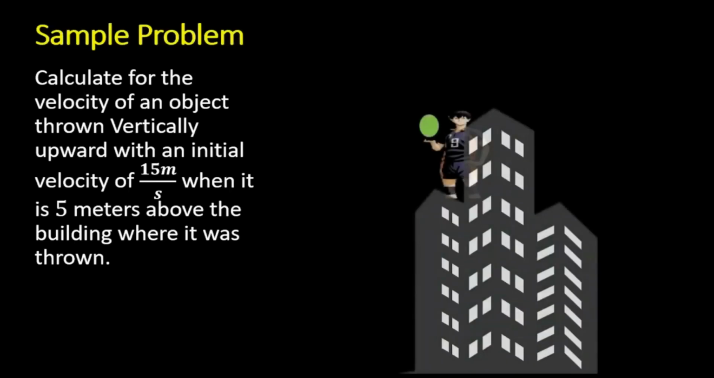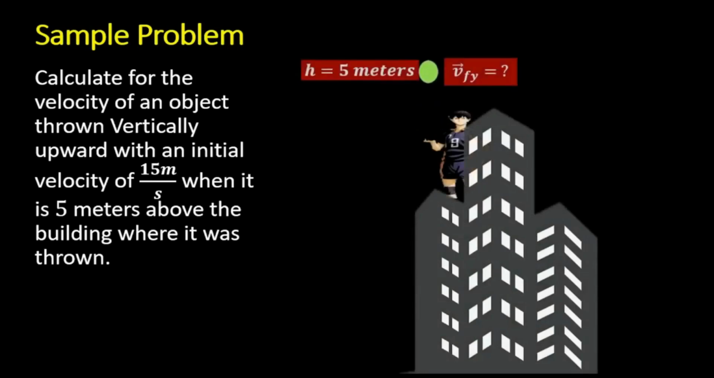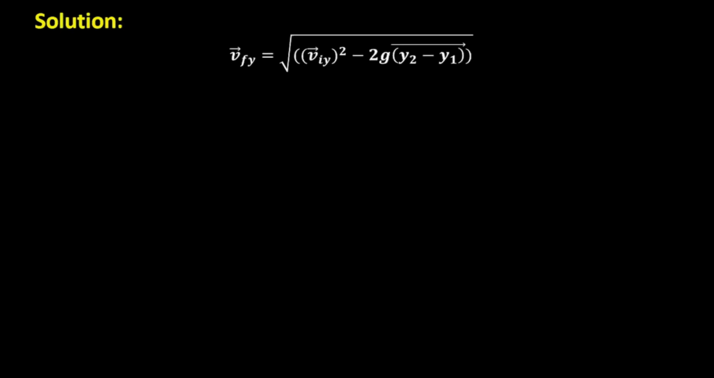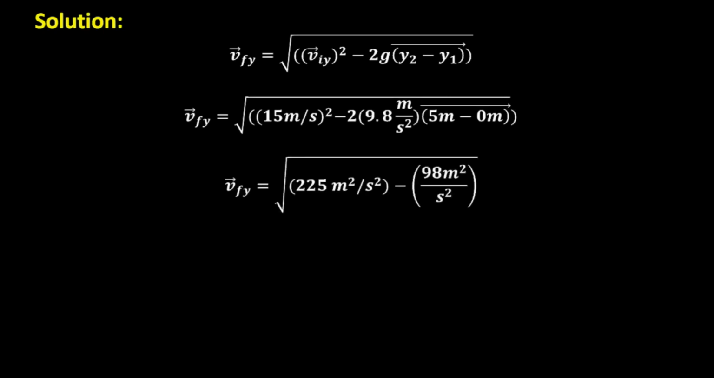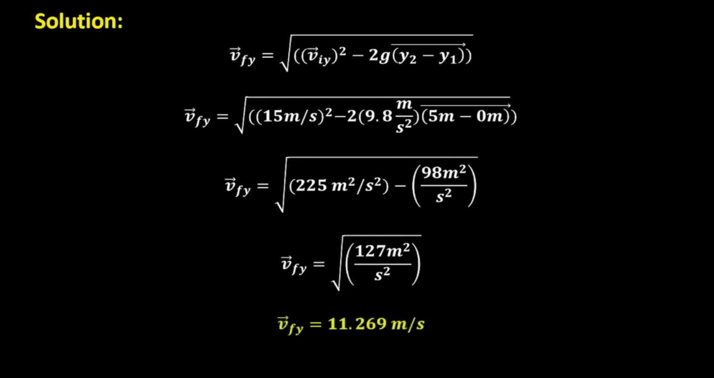Sample problem. Calculate for the velocity of an object thrown vertically upward with an initial velocity of 15 meters per second when it is 5 meters above the building where it was thrown. Solution. Final velocity along the y-axis is equal to the square root of initial velocity squared, minus 2, times g, times the quantity of y sub 2, minus y sub 1. Plug in all the given values to the formula. Simplify the given equation. Get the square root and it gives us the answer of final velocity along the y-axis is equal to 11.269 meters per second.